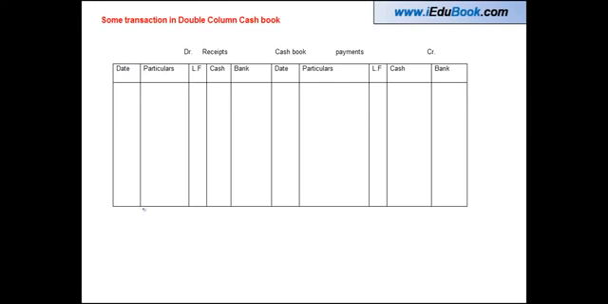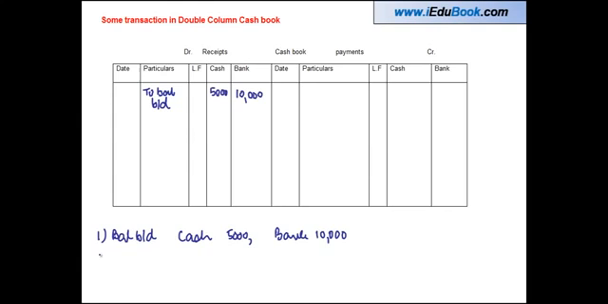Let's see how we record some typical transactions in a double column cash book. Okay, let's say first is balance brought down. Cash 5,000, bank 10,000. So you will write to balance brought down 5,000, 10,000. Right? Second, for cash we saw some of the transactions in a simple cash book, right? I'll focus more on the bank transactions here.